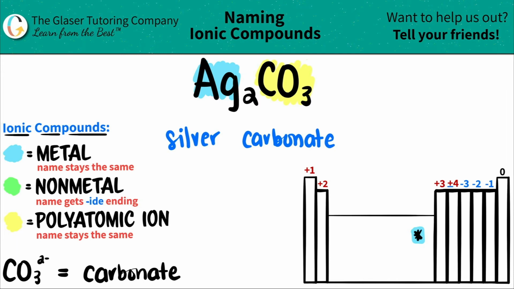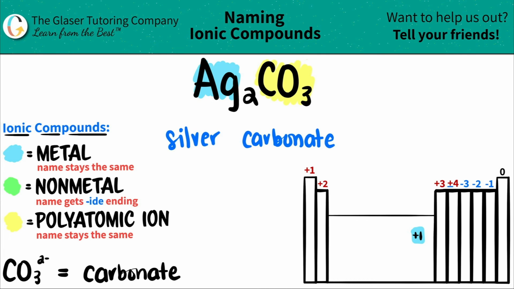Star this one, okay? Silver, even though it's a transition metal, it's in this block, it only has 1 charge. Silver will always be a +1 charge. So that means that it doesn't transition from one charge to another. It doesn't exist as multiple charges. Since we always know the charge of silver, you do not need a Roman numeral.